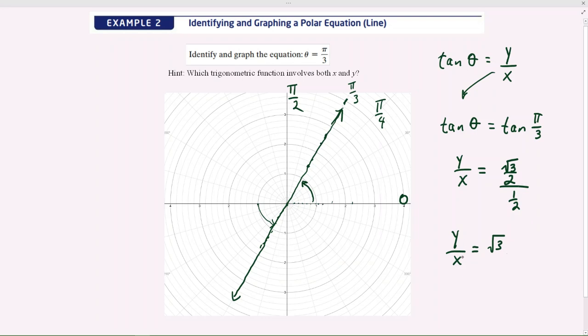And if I solve this for y, I'm multiplying both sides by x. I get y is equal to the square root of 3 times x. So this is just a line through the origin. The y-intercept is 0, and the slope of our line is the square root of 3. And so that just means if I go up by the square root of 3 and over by 1, I stay on the line.